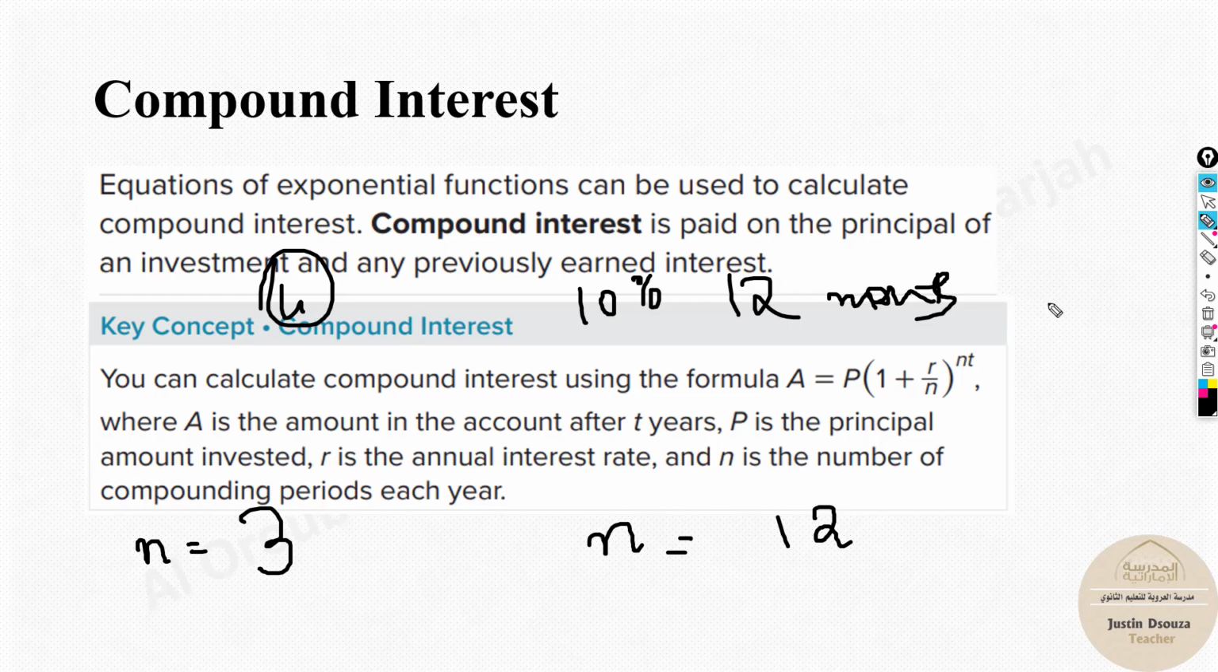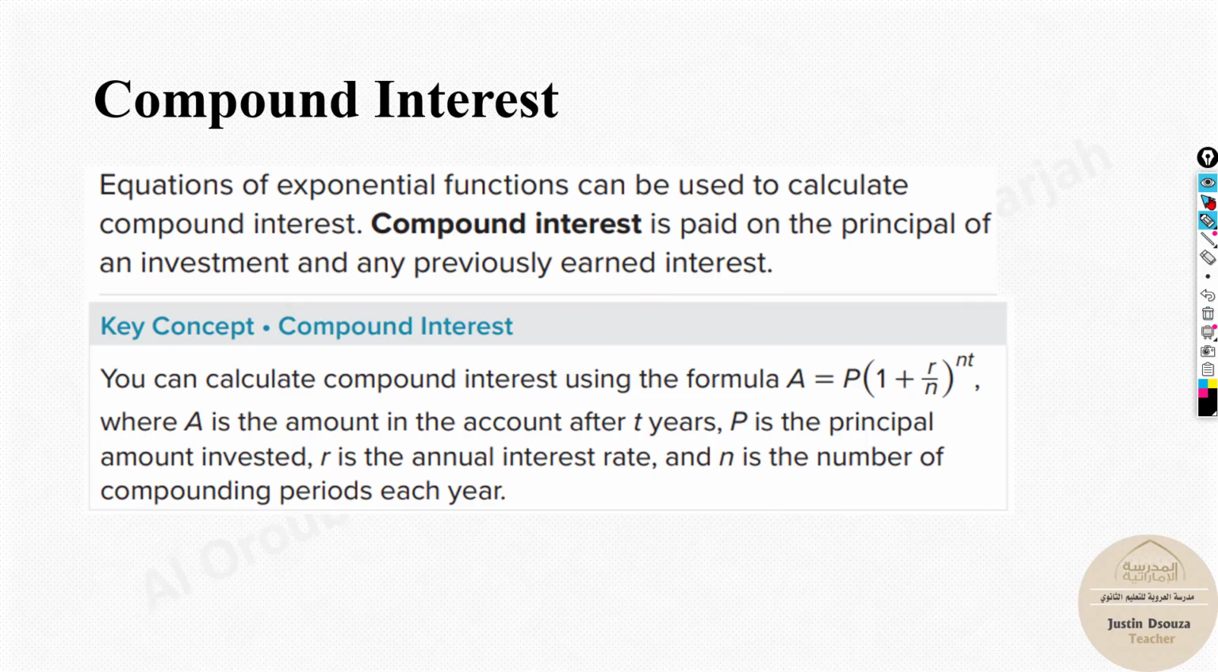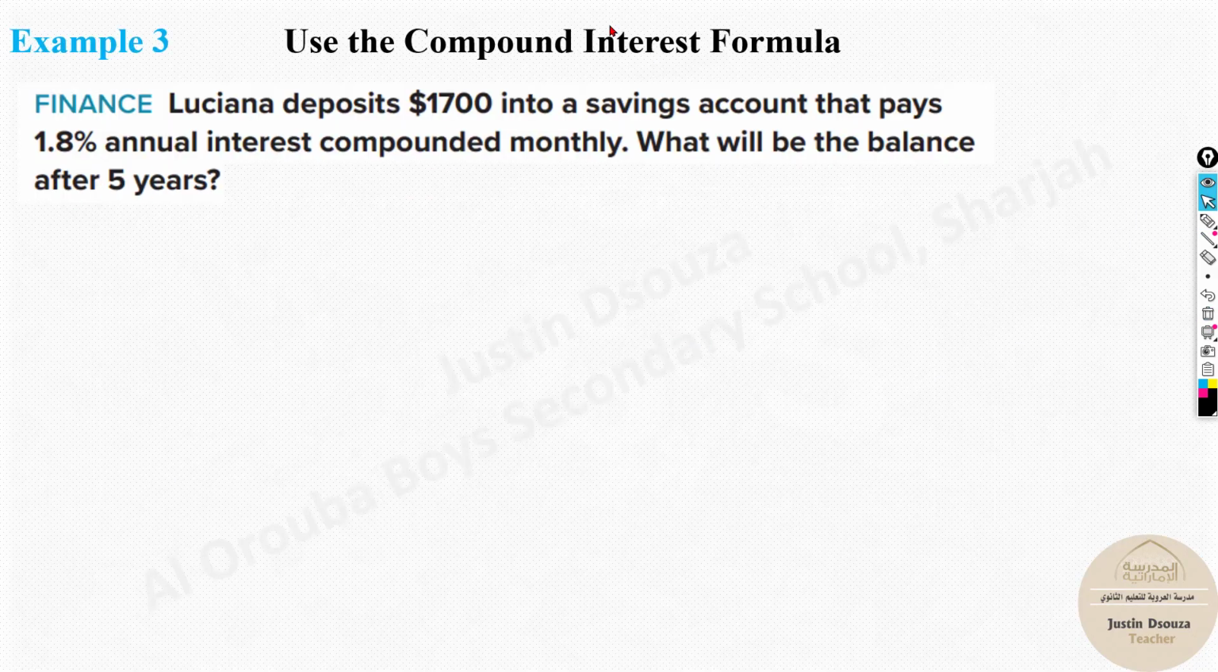Or if it is, say, every 15 days, or 2 times a month, if it's compounded, then n would be 2 times a month. There are 12 months. 12 into 2 is 24, and so on. So this is very important, the n value. Anyways, we'll solve a problem and you'll understand better.